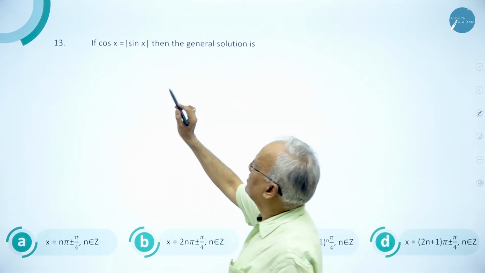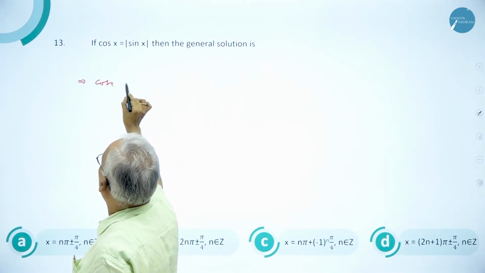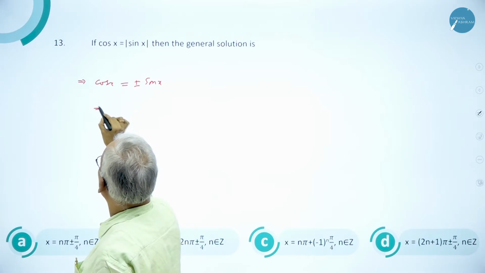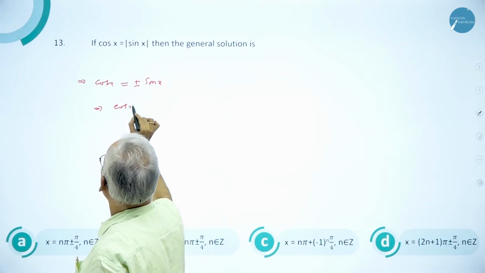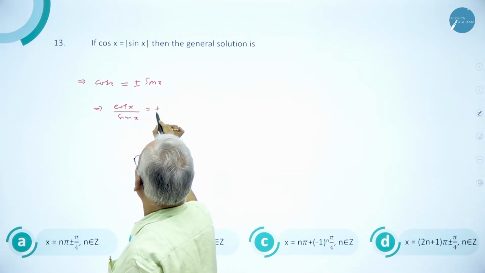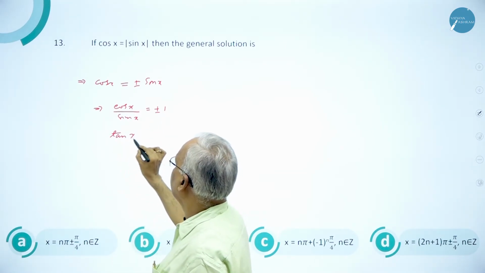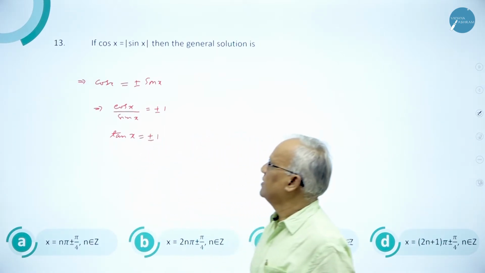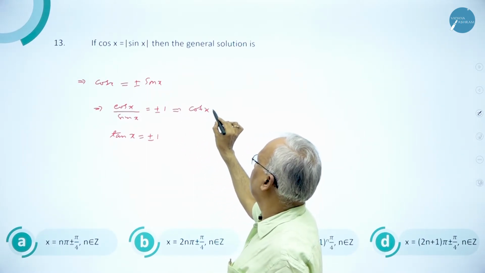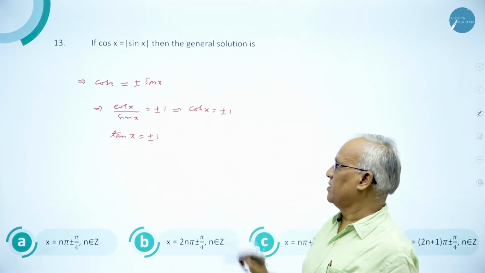See, cos x is mod sin x implies cos x is equal to plus or minus sin x. That implies cos x divided by sin x is equal to plus or minus 1, or cot x is equal to plus or minus 1, or tan x is equal to plus or minus 1. You can write cot x equal to plus or minus 1, which implies tan x equal to plus or minus 1. So you reduce this equation to this form first, tan x equal to plus or minus 1.